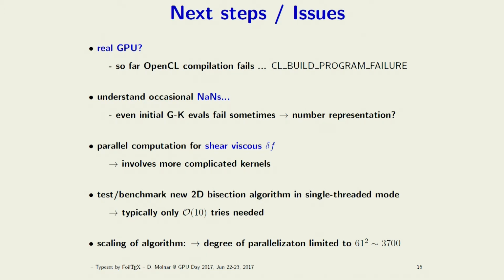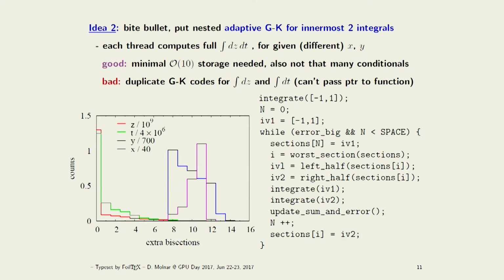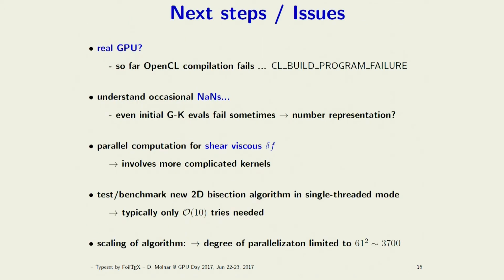Of course, we want to do it for shear viscous delta too, which is a harder, more complicated kernel, longer to evaluate. Now we have a new algorithm which replaces these 2D bisections. We could also run it single threaded and try to figure out whether it's better or not. The nice thing is it really needs only 10 tries. The previous one needed 10 in each dimension, roughly what I needed to get things right. Here I get the right result in just 10 steps. But of course I'm paying a higher price because every single time I'm evaluating the whole 2D Gauss-Kronrod and not just the single one. So I'm not so sure how this performs, but it's interesting.